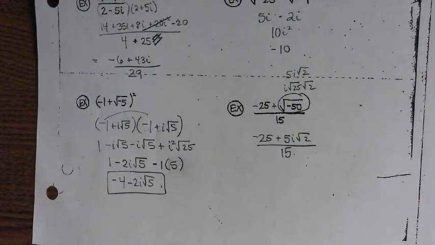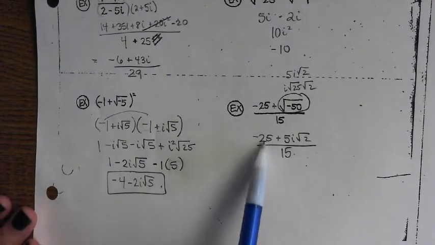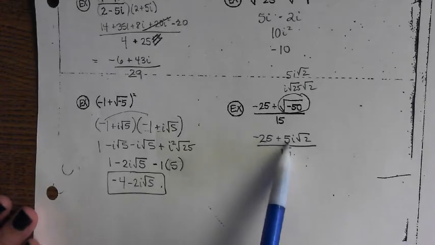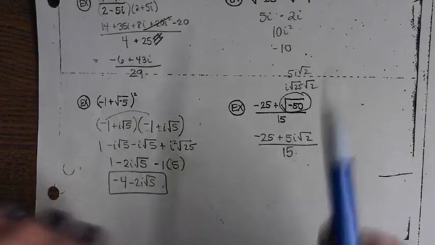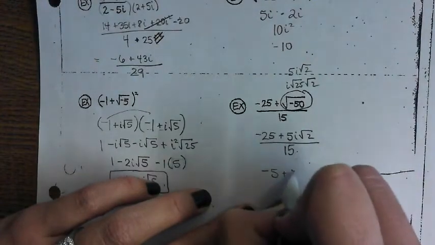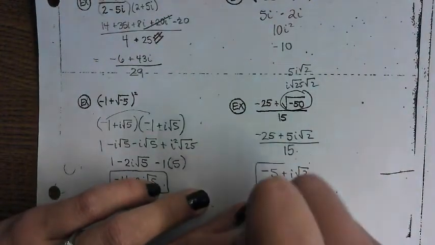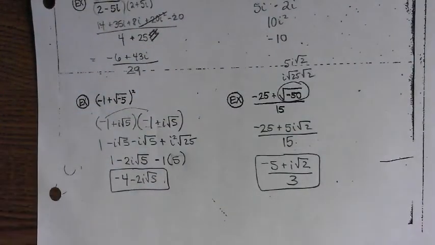And obviously then we can simplify the fact that both terms in the numerator are divisible by 5, as is the denominator. And so we would divide all terms by 5, and we'd simplify it down.